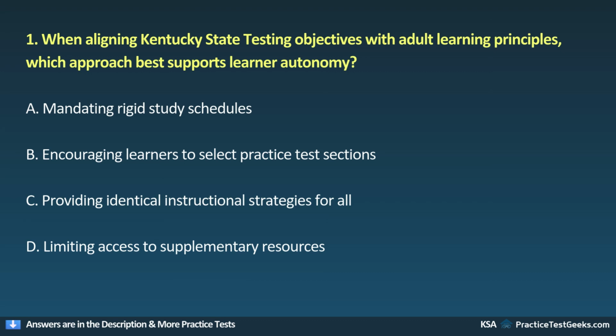1. When aligning Kentucky State testing objectives with adult learning principles, which approach best supports learner autonomy? A. Mandating rigid study schedules. B. Encouraging learners to select practice test sections. C. Providing identical instructional strategies for all. D. Limiting access to supplementary resources.